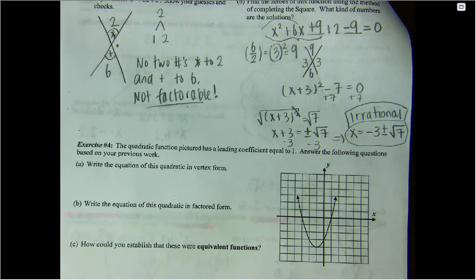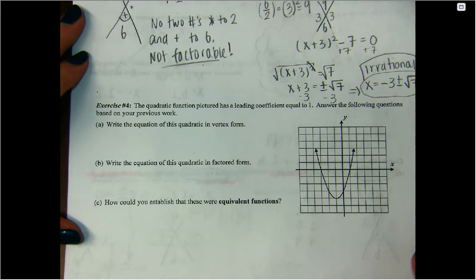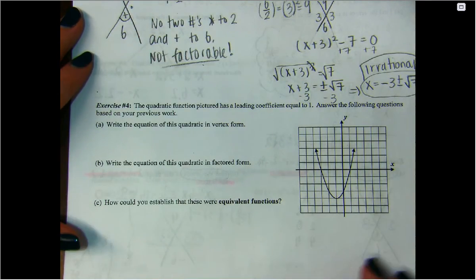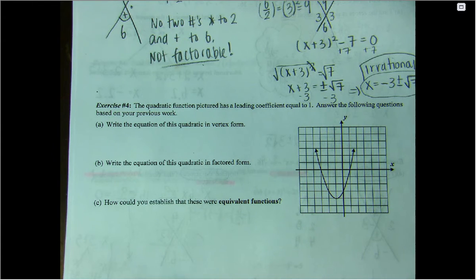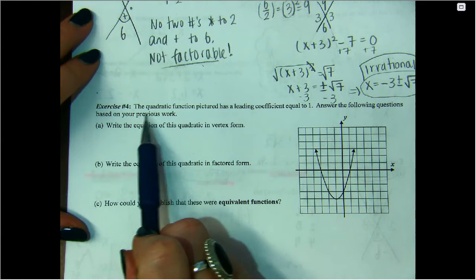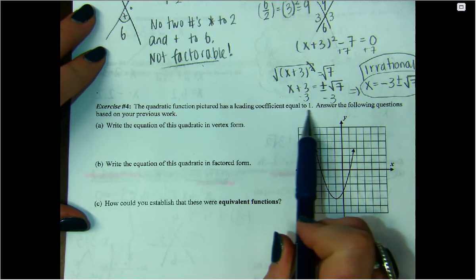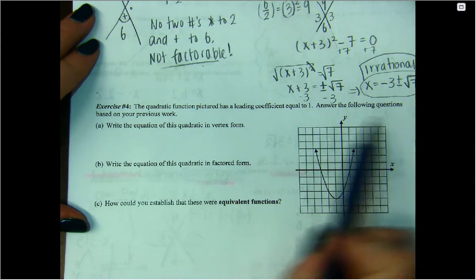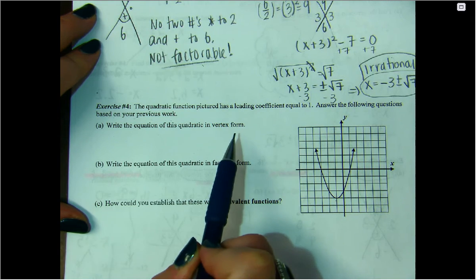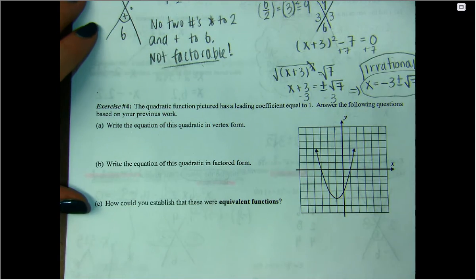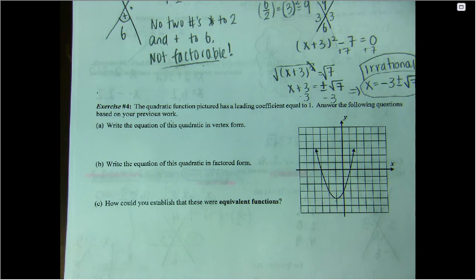Alrighty. So example number 4 is the last one we're going to do today, and probably one of the most important things. It's very important that you can go back and forth between these two things. The quadratic function pictured has a leading coefficient equal to 1. Answer the following questions based on your work. Write the equation in vertex form. Oh, okay. Do you remember vertex form?